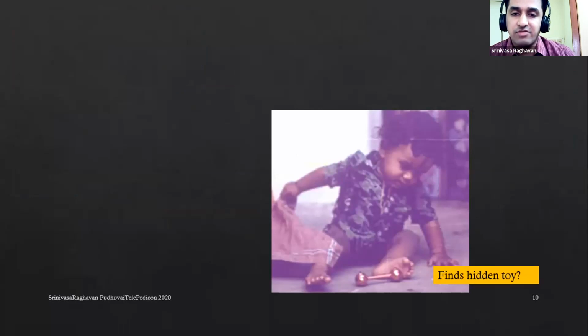And then you can check for object permanence by covering the same toy with a kerchief and see if the child is able to uncover the toy and finding out the hidden toy.